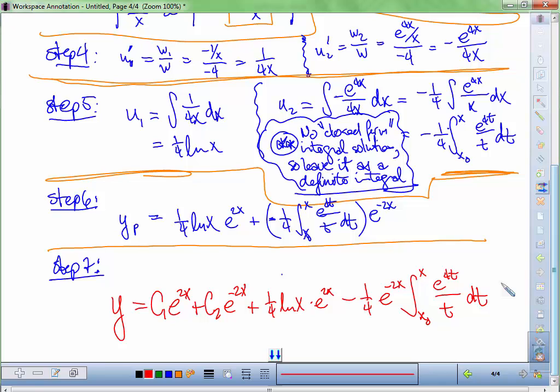Okay, that wasn't too bad, aside from this little glitch over here. So I suppose this would be a medium type problem. If they give us initial conditions, then we would plug in the x naught, whatever the x naught is here, and then we'll solve for C1 and C2.